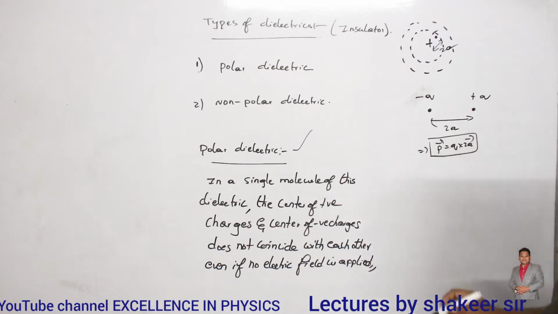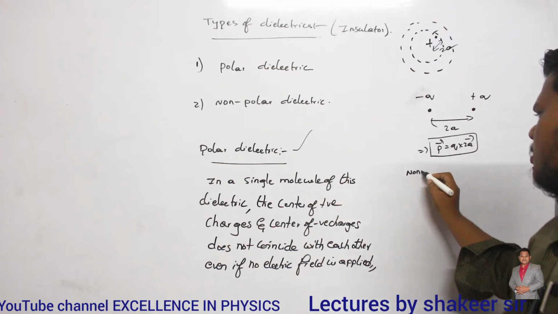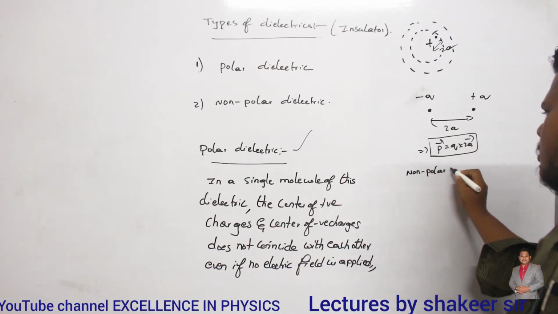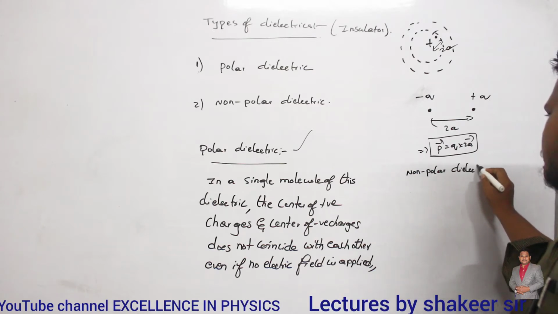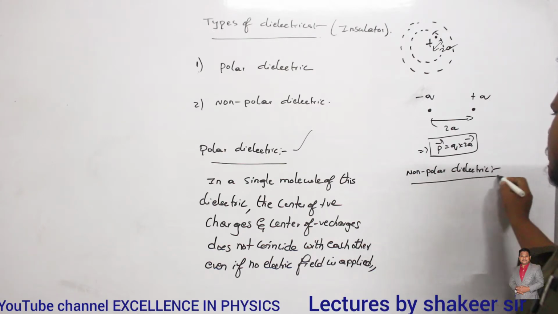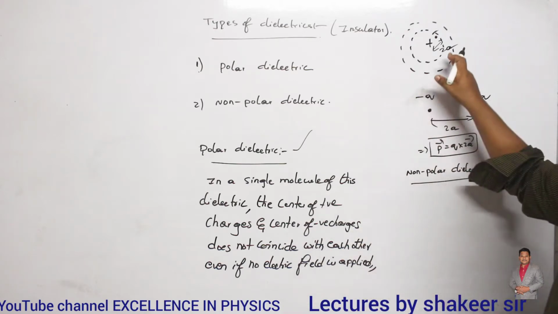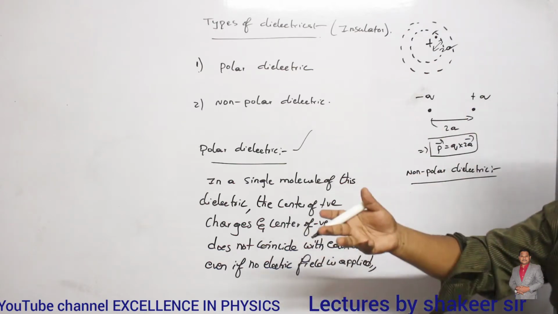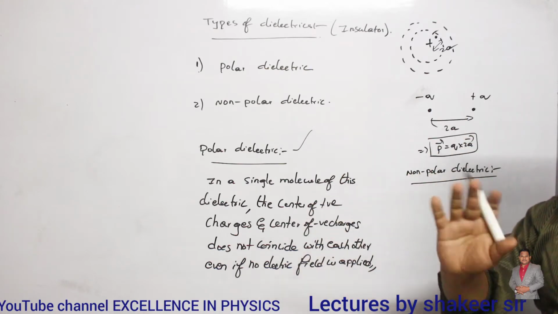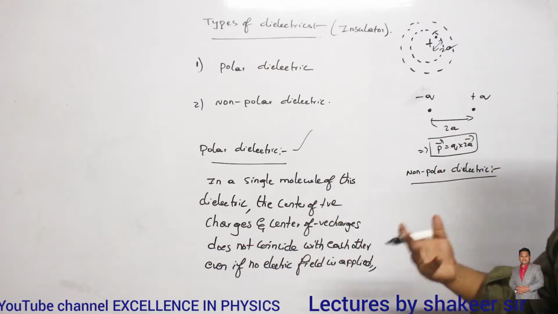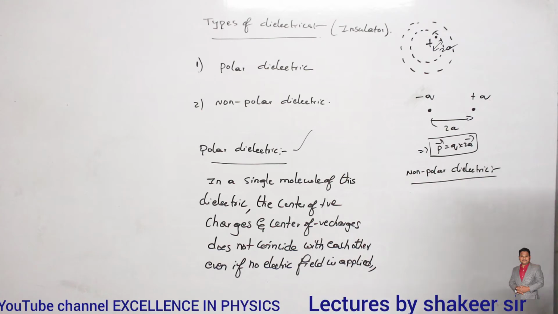Then we have non-polar dielectric. What is meant by non-polar dielectric? In a non-polar dielectric, naturally the center of positive charges and negative charges coincide with each other, and naturally there is no dipole moment present. Clear? So make a note of this one.